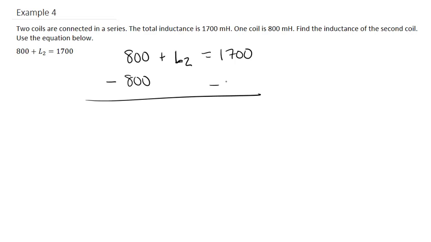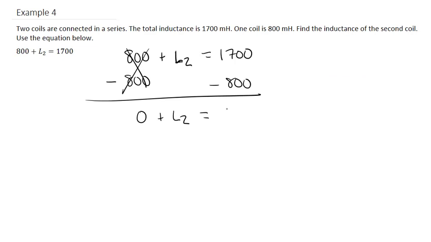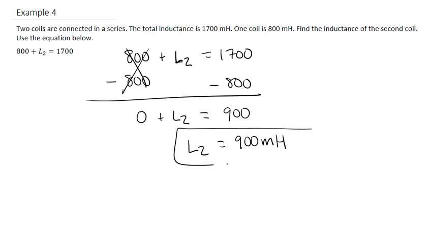to both sides. When we do this, we get 800 minus 800, which is 0, plus L2, which is equal to 1,700 minus 800. So let's get our calculators out. And we get 900. So L2 is equal to 900 millihenries. So that's our second coil.